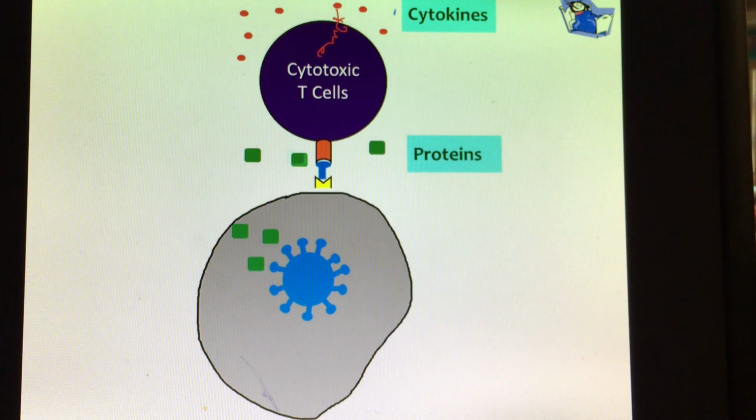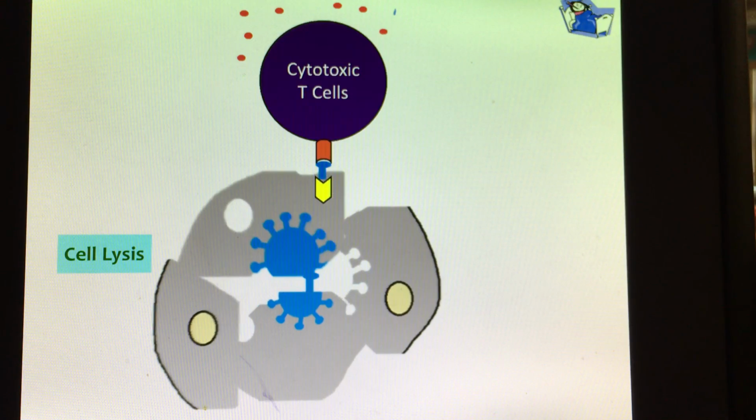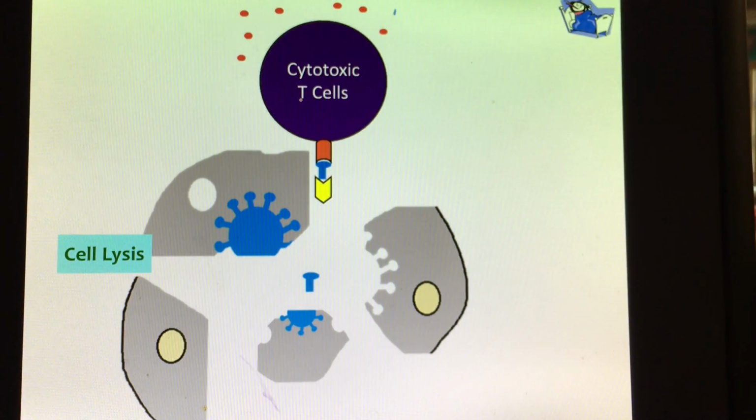It's going to perforate, or put holes in, the infected cell, which results in the death of this virus-infected cell. The cell will go through cell lysis. You have a bunch of holes created, and the cell will eventually die, so the virus can no longer multiply. Then your immune system, your white blood cells, come and clean up any parts of the virus or of the cell that result because of this.